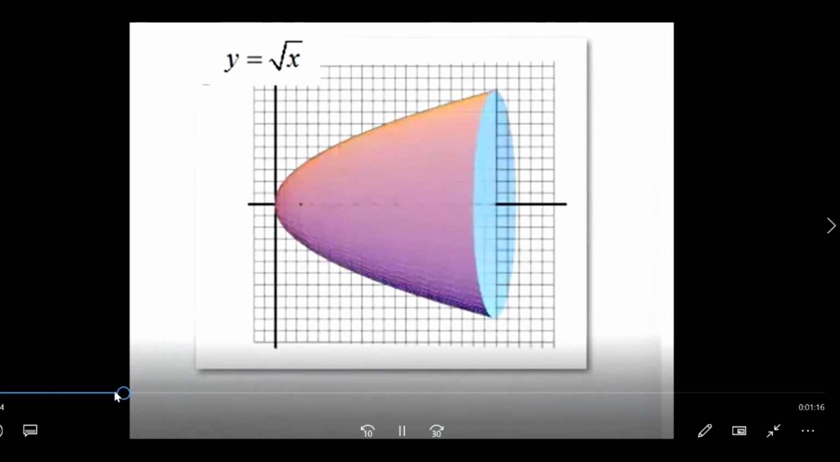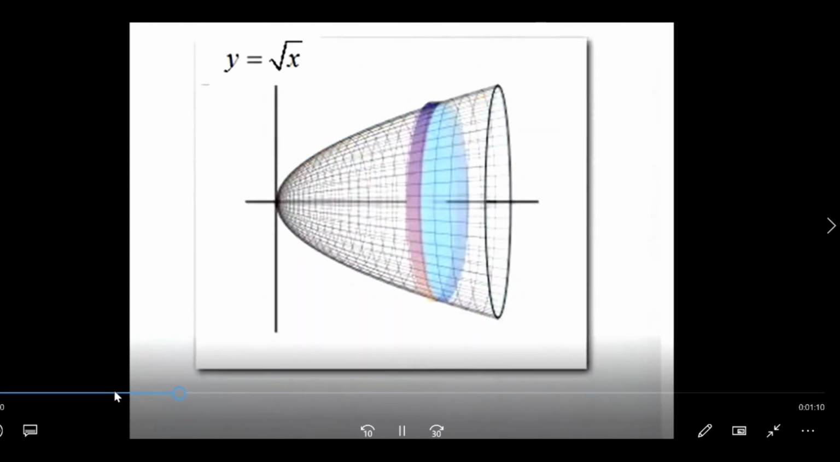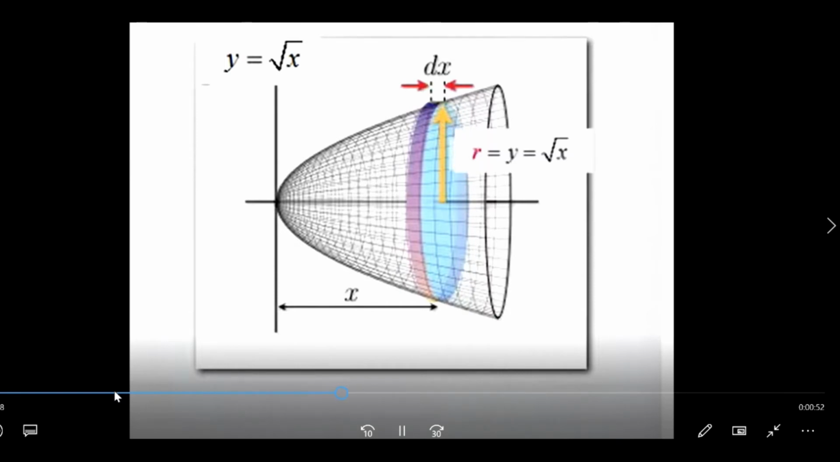Now watch what we do to form a single cross-section. What we're going to do is choose a particular point x along the x-axis. Notice how we get a circular cross-section, but we can give it a little bit of thickness dx in the x direction, just like we did with the slices in the previous video. Now, as far as the radius goes, the point that's on the surface of the solid is just (x, f of x), that means the radius is simply going to be y, or the square root of x. That's the radius of the circle.